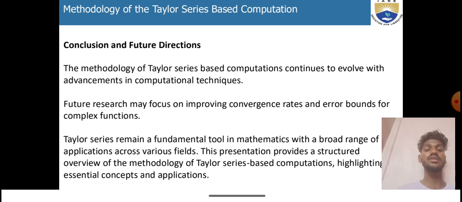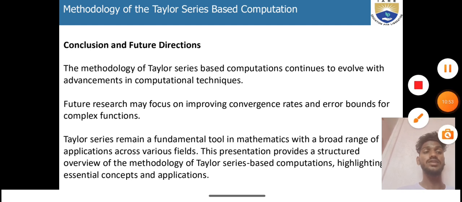The Taylor series remains a fundamental tool in mathematics with a broad range of applications across various fields. This presentation provides a structured overview of the methodology of Taylor series based computing, highlighting essential concepts and applications.